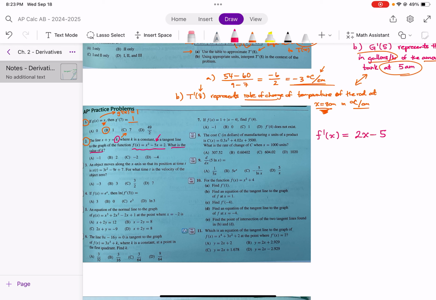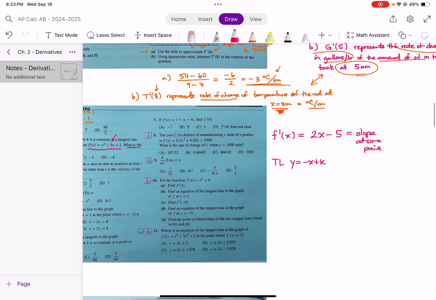In fact, you know what? If it's a tangent line, then the slope of this line should at some point equal this derivative, right? So how do I find the slope of that line? Well, let's just rearrange it, right? The tangent line here. If I just solve for y, I get y equals negative x plus k.